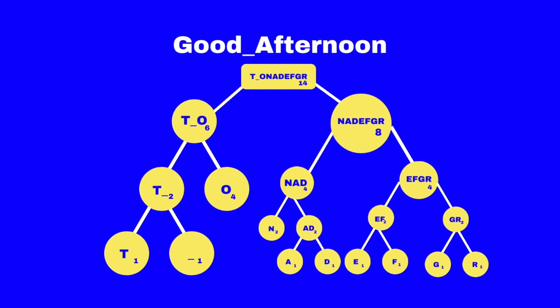8 plus 6 is 14, and as you count the number of characters in our given "good afternoon," you can see that they are both 14 characters long. Therefore, our binary tree is correct.